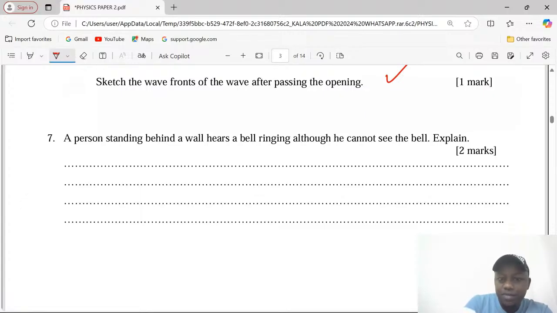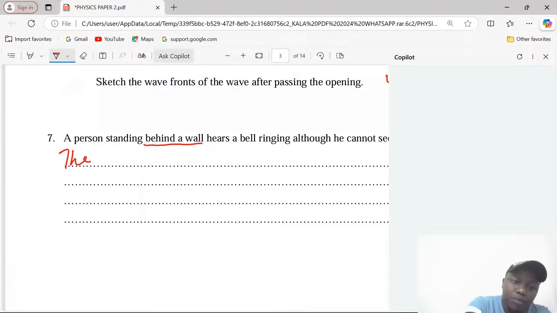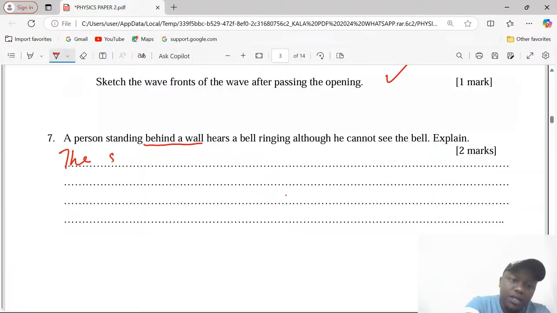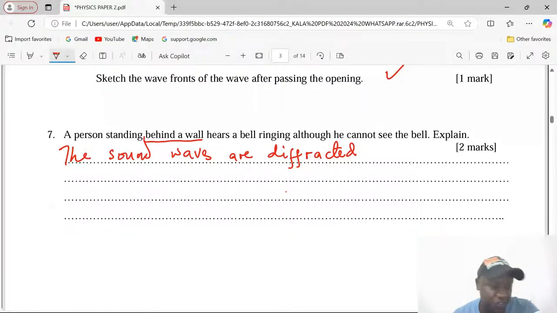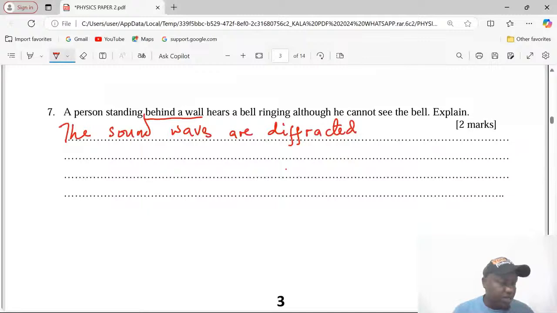This is because he's behind a wall. So when sound waves find the wall, sound waves can be diffracted. The sound waves are diffracted. It's one of the properties. Diffraction is the ability of a wave to curve behind obstacles. The ability of a wave to curve behind obstacles.